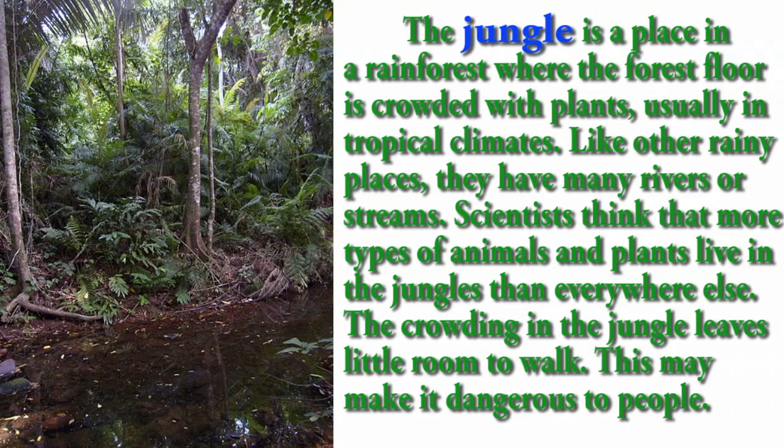The jungle is a place in a rainforest where the forest floor is crowded with plants, usually in tropical climates. Like other rainy places, they have many rivers or streams. Scientists think that more types of animals and plants live in the jungles than everywhere else. The crowding in the jungle leaves little room to walk. This may make it dangerous to people.